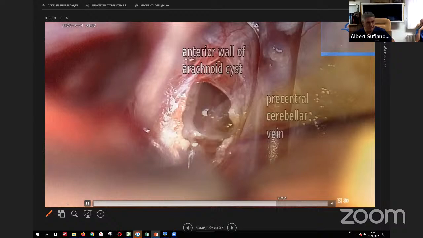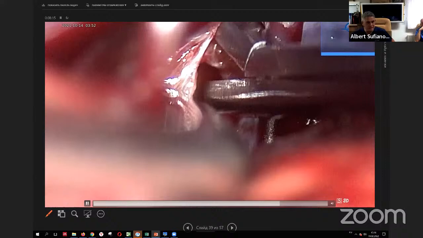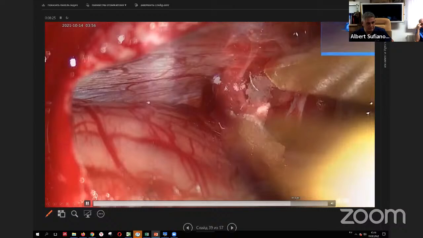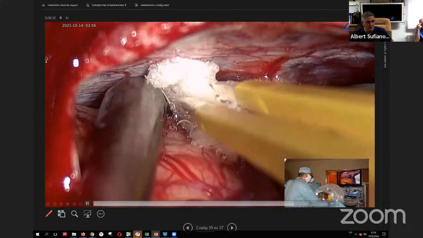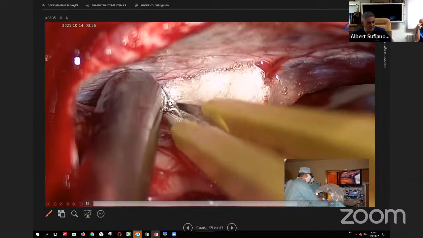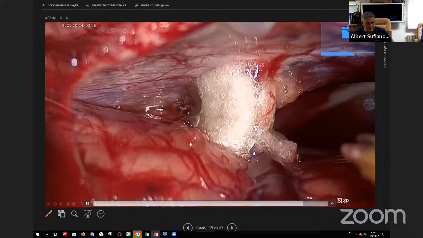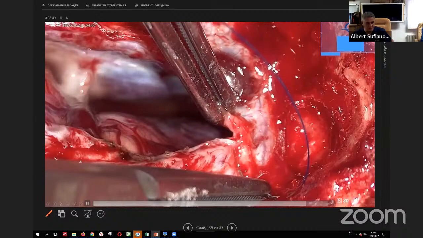We fenestrate. We dissect the precentral vein, open the cyst, and take a biopsy. We preserve all drainage veins because it's very important. And strengthen this vein with the sphincter. Now we close the wound, close the door.